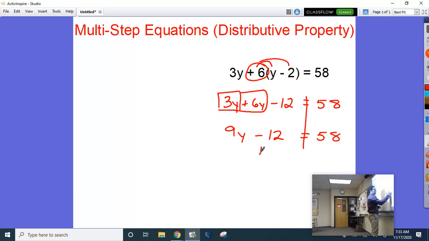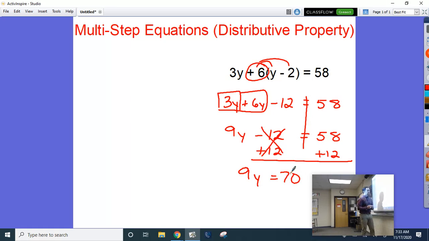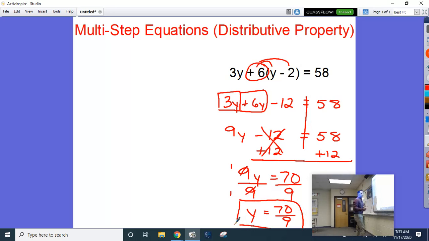Isolate the 9y by adding 12 to both sides. We want to make that a 0. I'm left with 9y, and that's equal to 70. And divide both sides by 9 in order to solve for 1y. We want that 1y. 9 divided by 9 is 1. And then you can leave it as 70 over 9. You cannot reduce 70 over 9. Okay? If you wanted to convert that to a mixed number, you certainly could. But we're accepting 70 over 9. It's in reduced form.